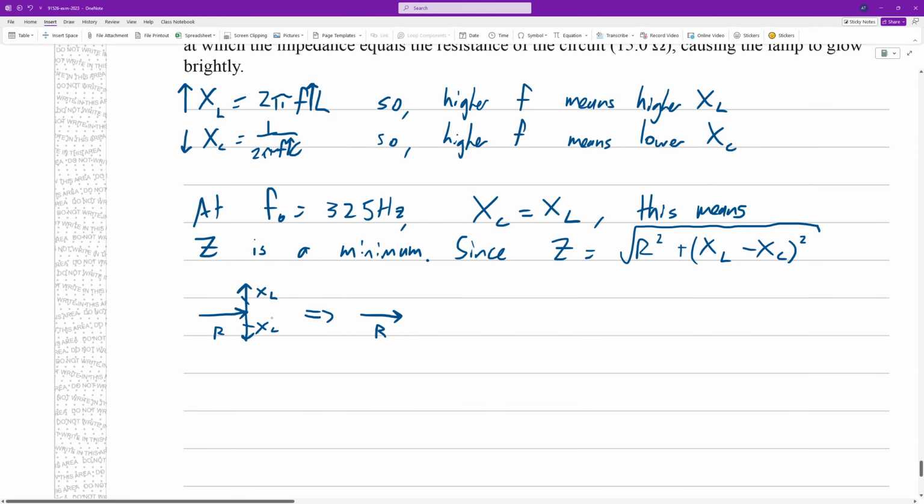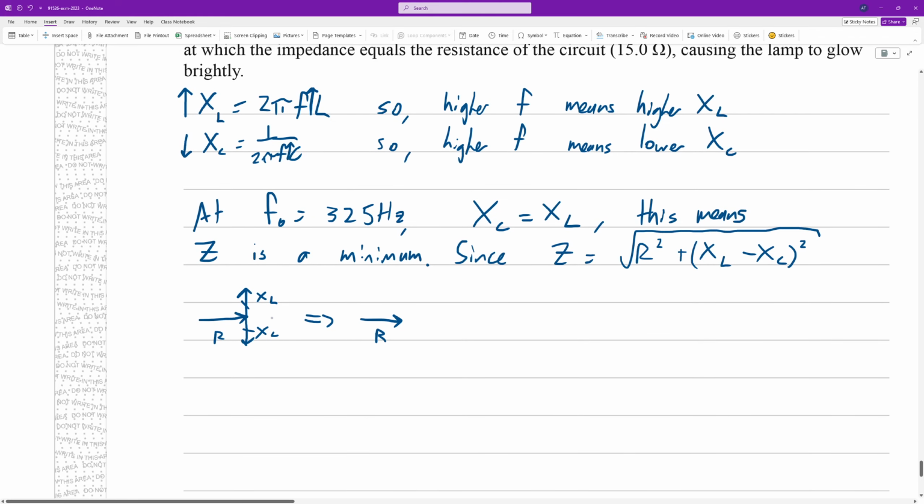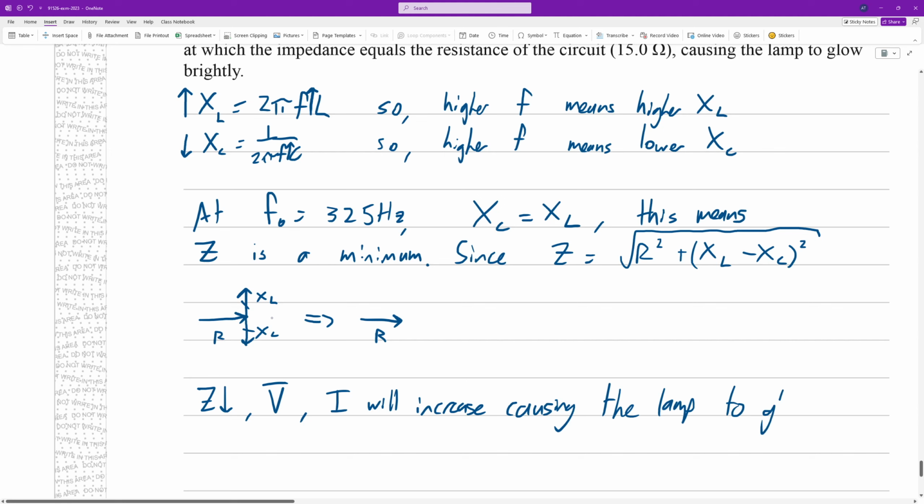Okay, and now what does that mean if impedance is a minimum? So if impedance drops, voltage is constant, current will increase, causing the lamp to glow brightly. Full stop.